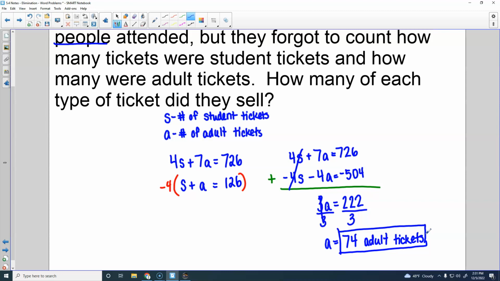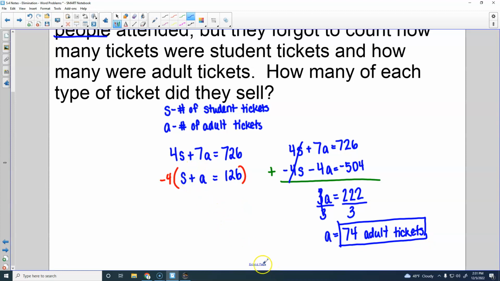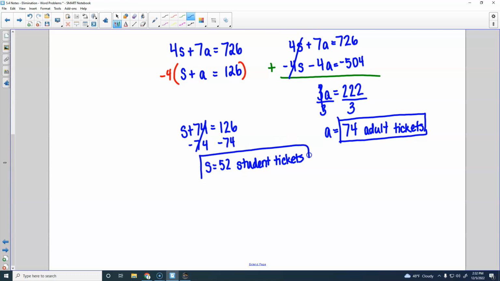Okay, any questions there? Now, it asks for how many of each type, so we also need to know children's or student tickets. Well, what can we do to find that? Plug in. Bottom equation is easier to plug into. So, S plus 74 equals 126. Subtract that 74. So S will equal 52. So 52 student tickets. So those together would be our answer.